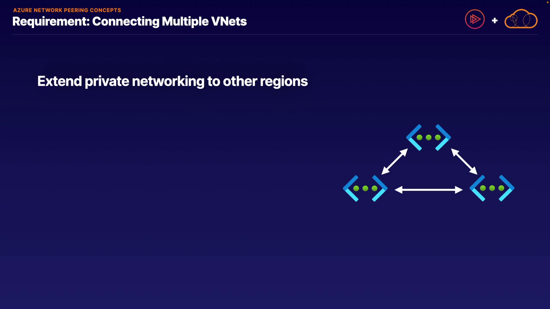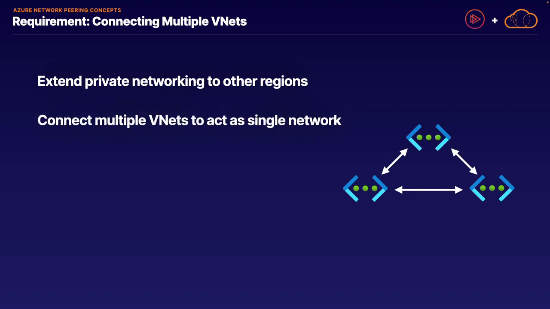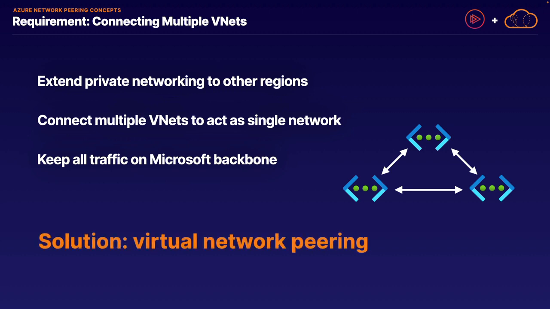Overall, whether working with a single region or multiple regions, you simply have a need to connect multiple virtual networks together to effectively act as a single network. And also, more importantly, you also have a need to keep all of your networking traffic on the Microsoft internal backbone and not expose it to the public internet. For all of these scenarios, not surprisingly, virtual network peering is our go-to solution.